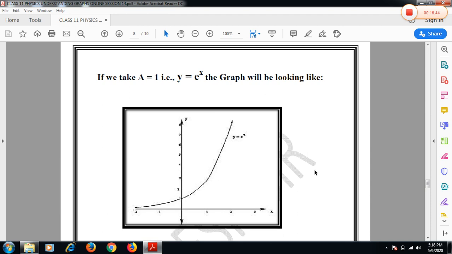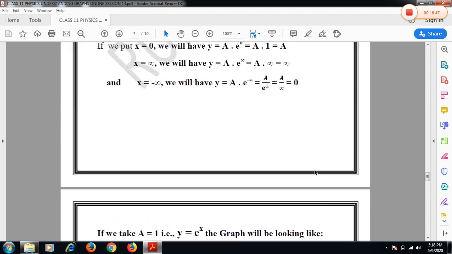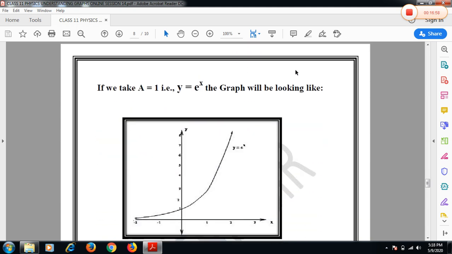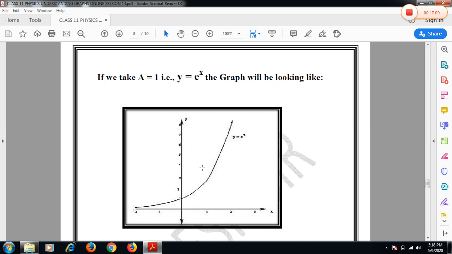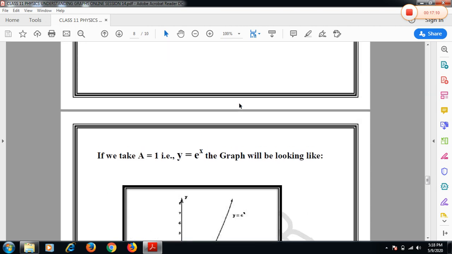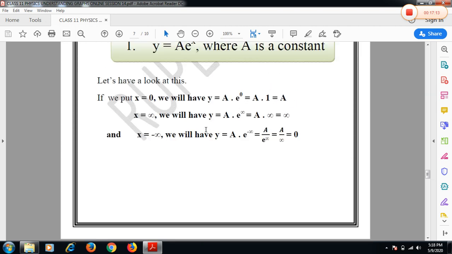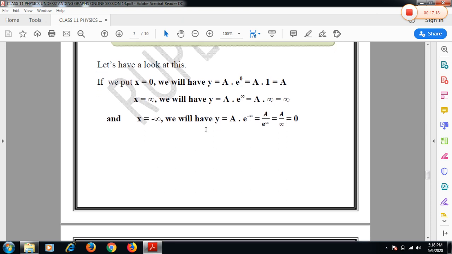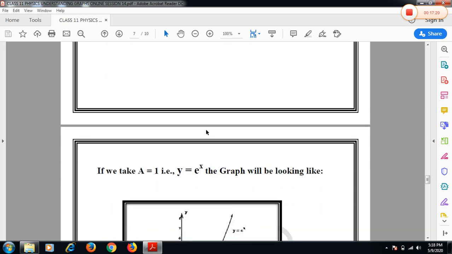Okay, students. Now, let us move to the second critical point, that is x equals infinity. At x equals infinity, y will have an infinitely large value. So we are seeing that at x equals infinity, y will tend to infinity. And at x equals minus infinity, we have y equals 0.